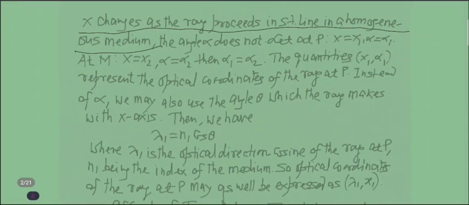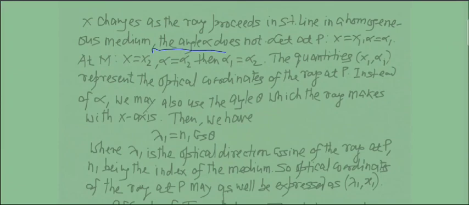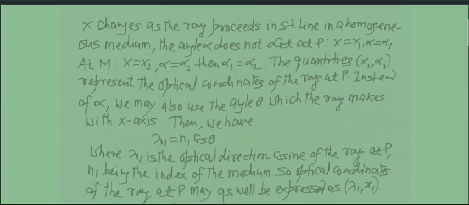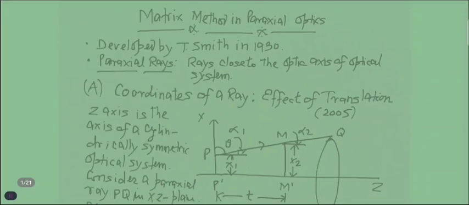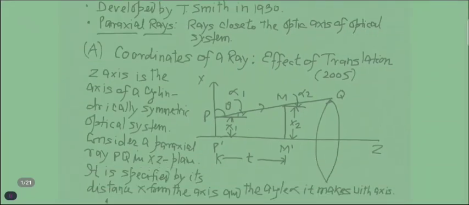So x changes as the ray proceeds in a straight line in a homogeneous medium. The angle alpha does not change. So the thing written over here is: angle alpha does not change. Why does angle alpha not change? Let us understand the meaning of this.